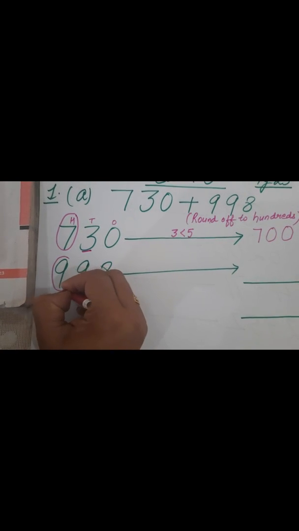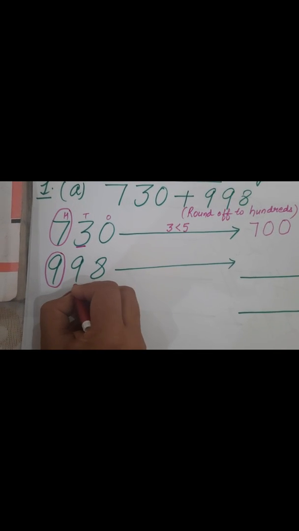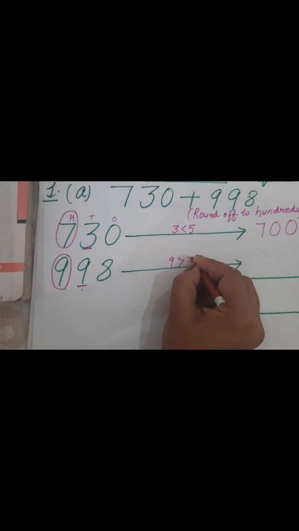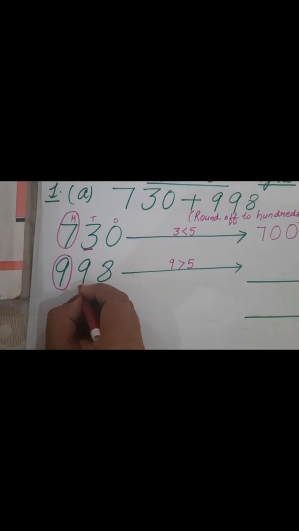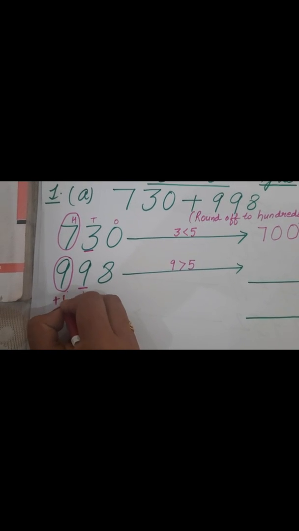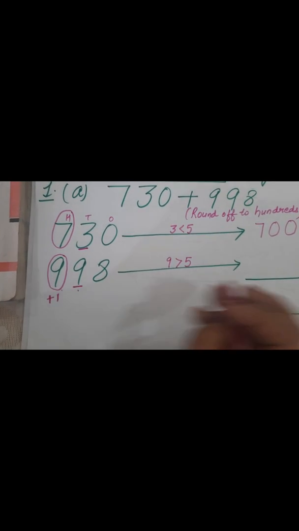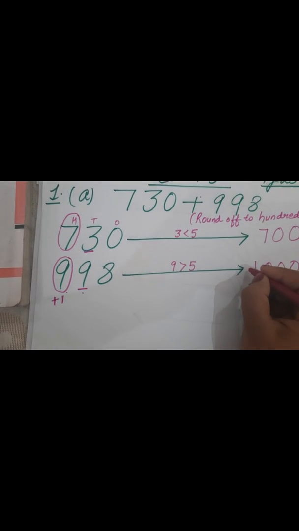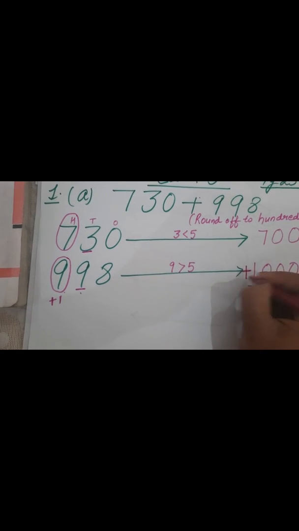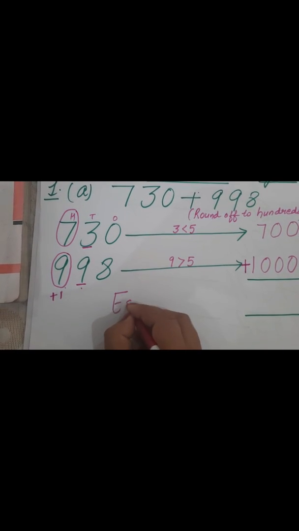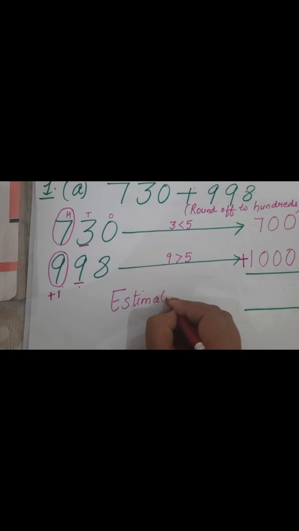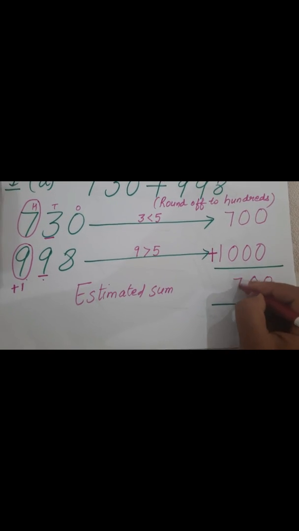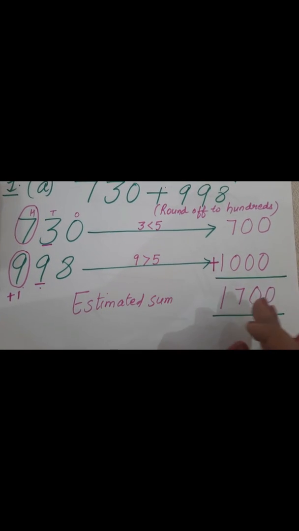998. Circle the digit rounding to, underline to the right. This is 9 and 9 is greater than 5. If this digit is greater than 5, then we have to add 1 to the previous digit, so it becomes 1000. As the question has a sum, I will put the sign of addition, and here I will write estimated sum. So my answer equals 1700. So the estimated sum is 1700.